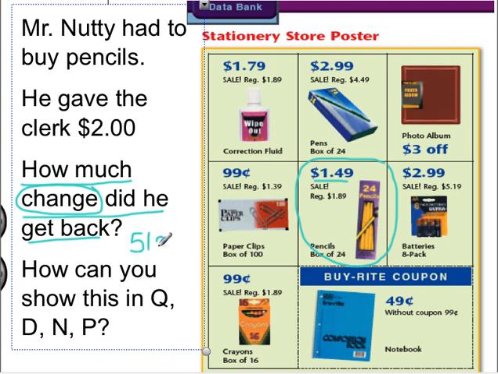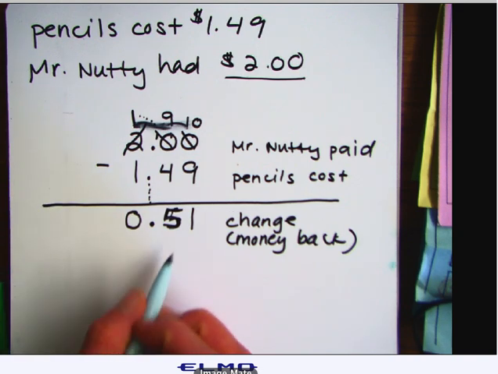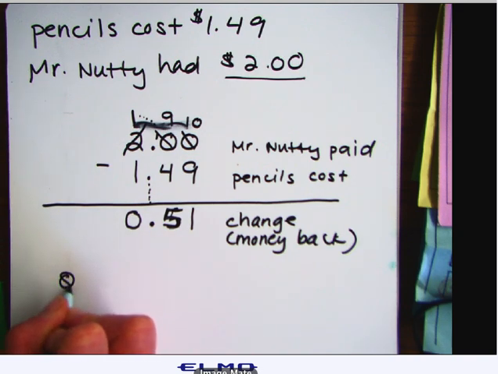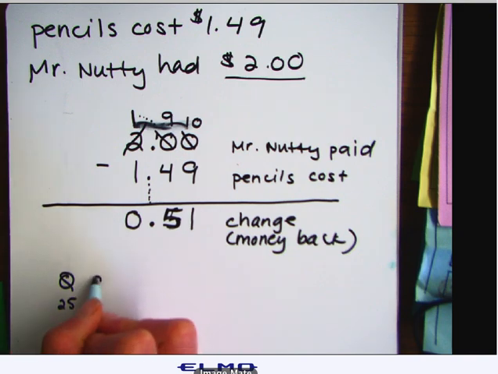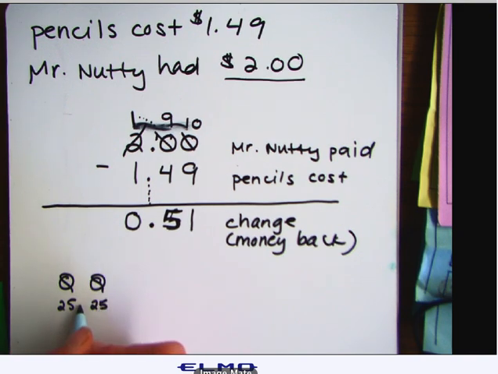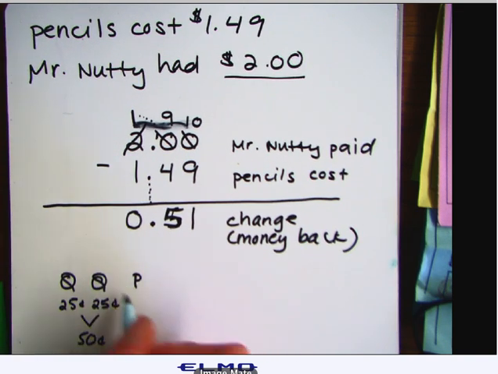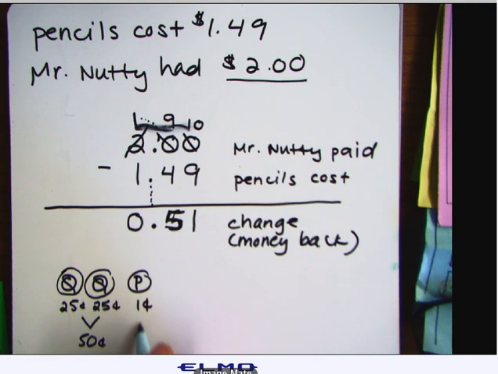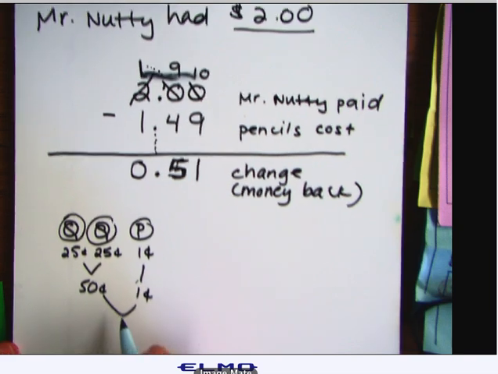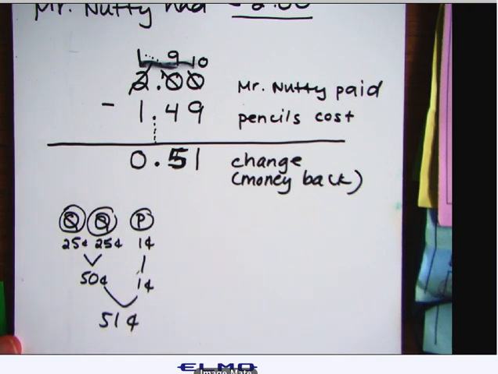Now, how can we show this in quarters, dimes, nickels, and pennies? Well, we know that a quarter is equal to 25 cents, and another quarter is equal to 25 cents. So that would be 50 cents. And we know that we can show a penny too. That would be 1 cent. So that would be equal to 51 cents. So that would show his change back.